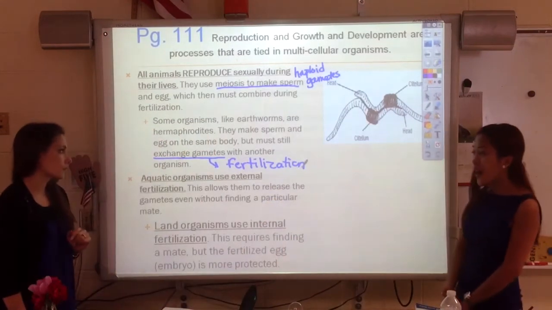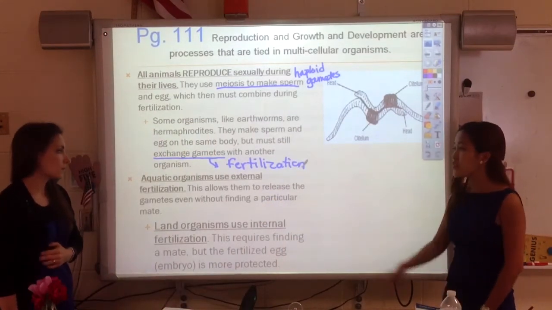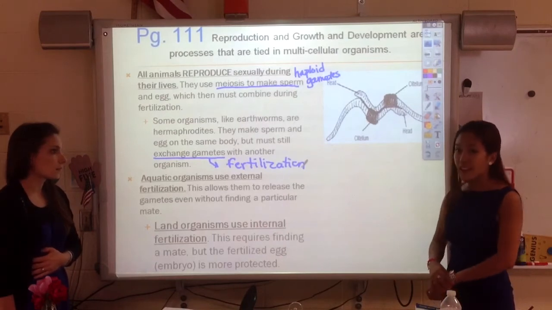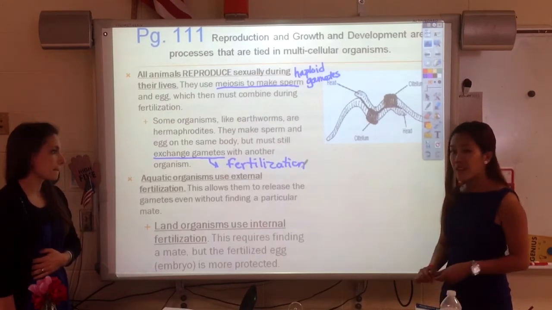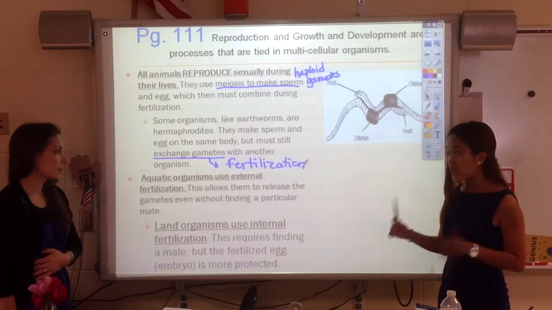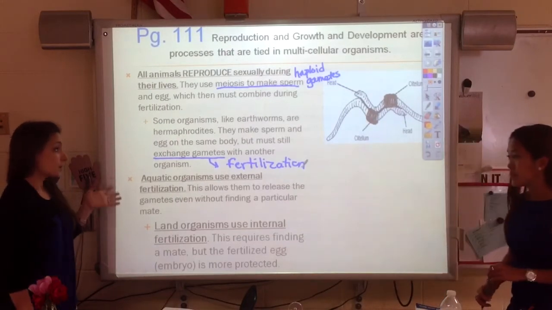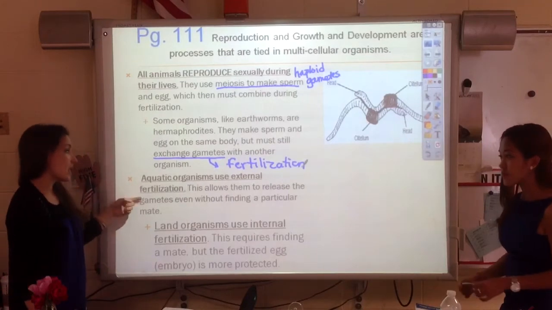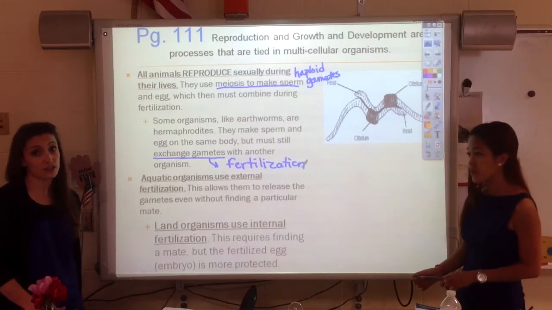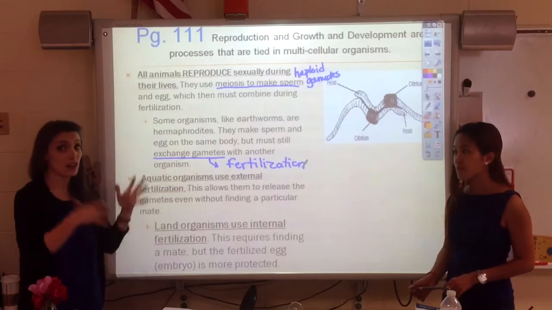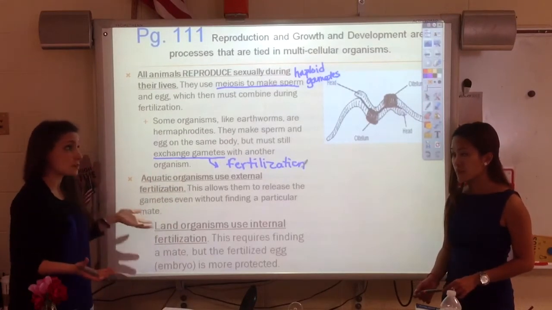So then our aquatic organisms are a little different. They're going to use external fertilization. This allows them to release the gametes even without finding a particular partner or mate. And so this is going to be an adaptation, and they're actually going to have to release a lot of sperm and a lot of egg and then just abandon them.